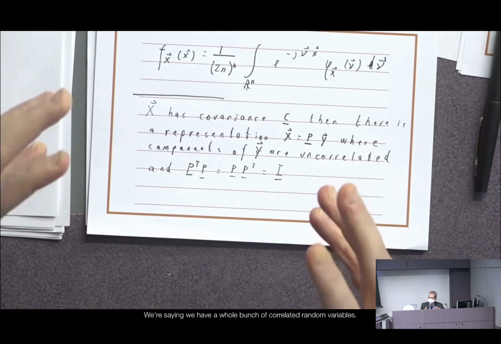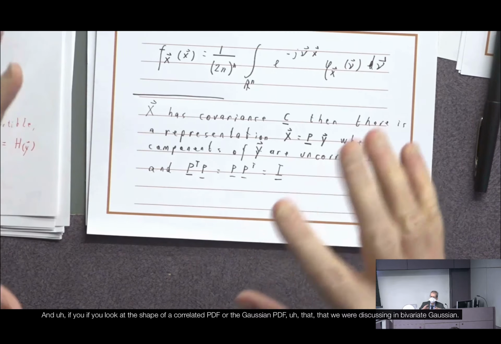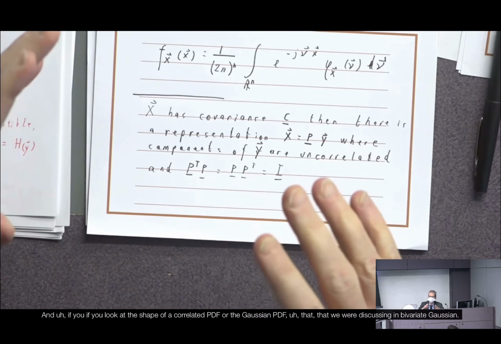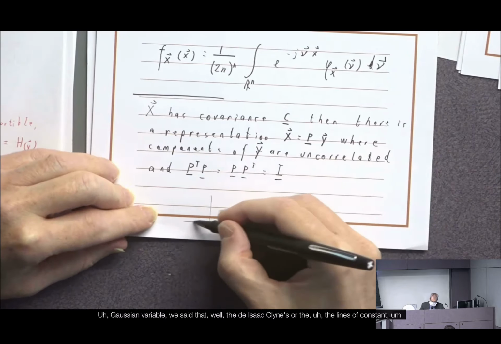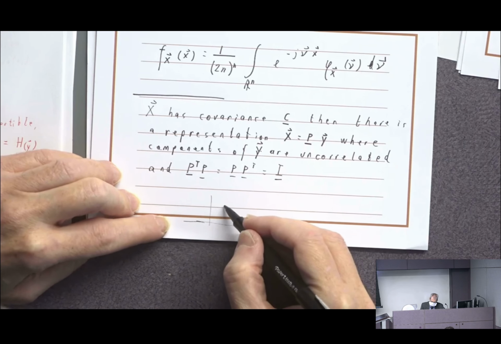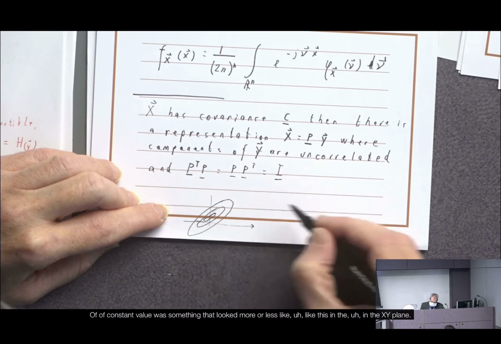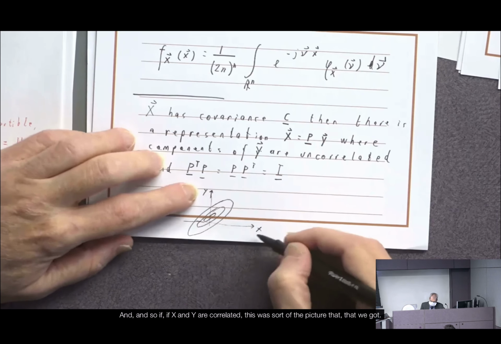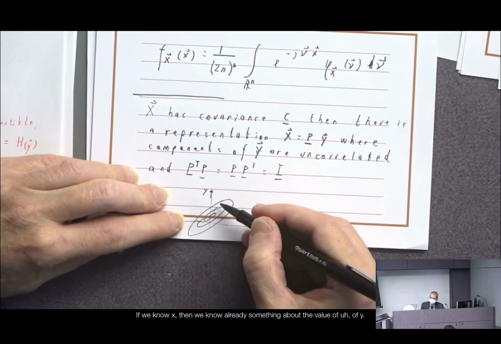We're saying we have a whole bunch of correlated random variables, and if you look at the shape of a correlated PDF, so the Gaussian PDF that we were discussing, the bivariate Gaussian, we said that the isoclines, or the lines of constant value, looked more or less like this in the xy plane. And so if x and y are correlated, this was sort of the picture that we got. If we know x, then we already know something about the value of y.